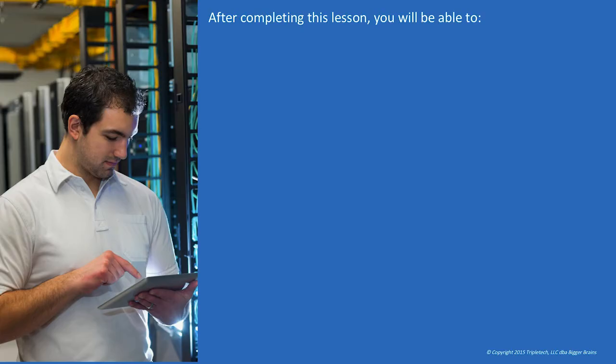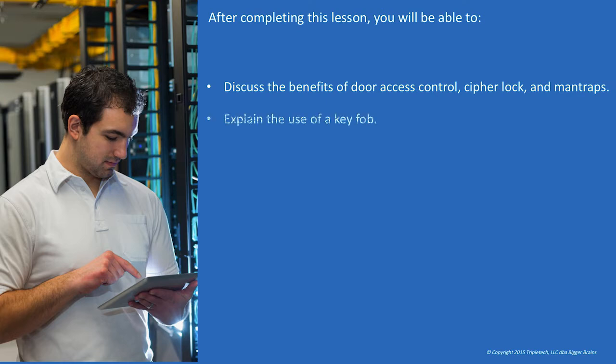Emily, even though we're IT professionals and we think about security from a technology point of view, there are times when we have to think about the physical security of our offices, of our data closets, of our server rooms, and we're going to talk about some of the physical security options in this lesson. After completing this lesson, you will be able to discuss the benefits of door access control, Cipher locks, and Mantraps, explain the use of a key fob, define biometrics, and discuss the use of video cameras and security guards.